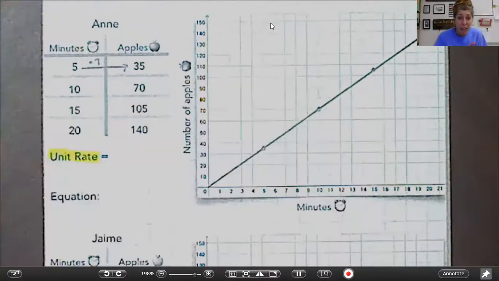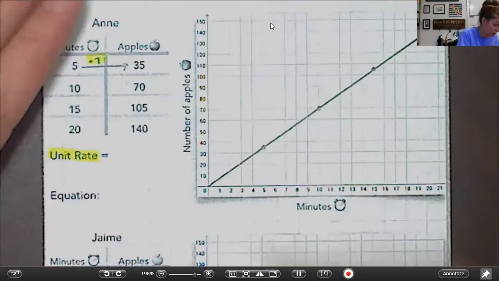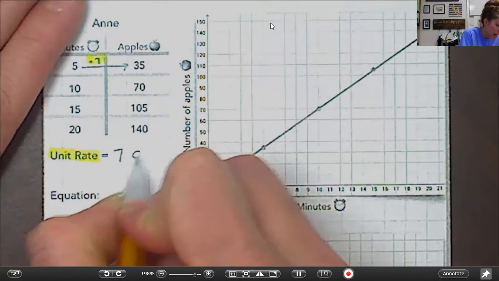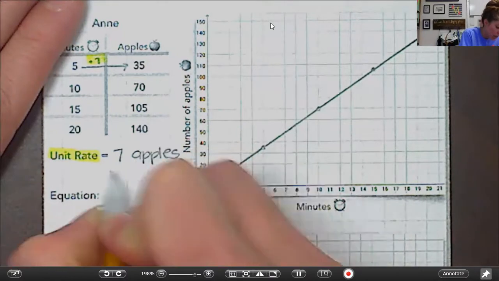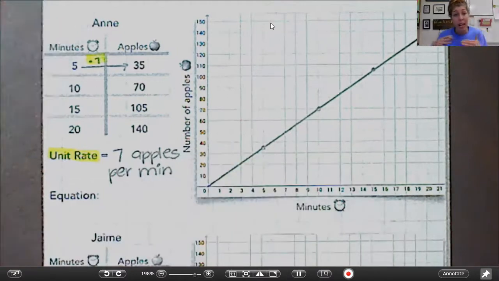Now you can take 5 apples and divide by 5 minutes and tell me it's 7 minutes per apple. Excuse me, 7 apples per minute. Or you can recognize that in your table, that common multiplier is the unit rate. I've kind of had you do that this whole time without knowing. And some of you have picked up on it, which is great. But that is the best strategy personally to find that unit rate.